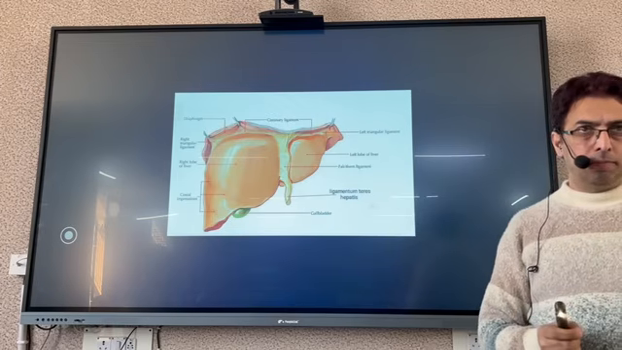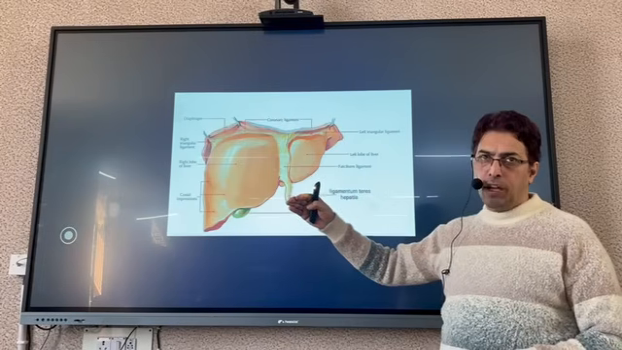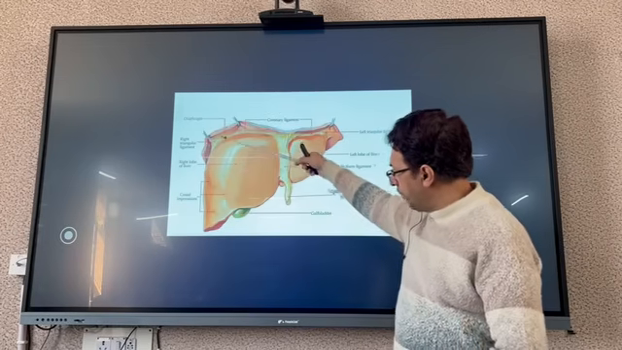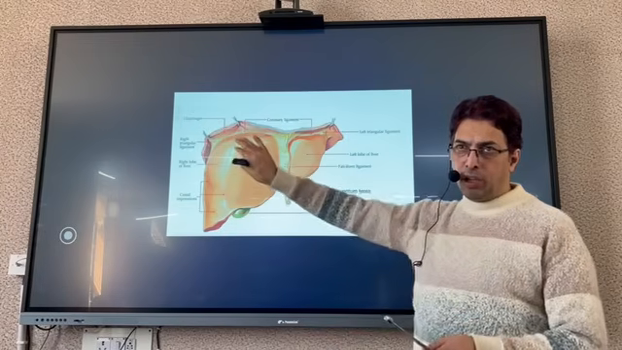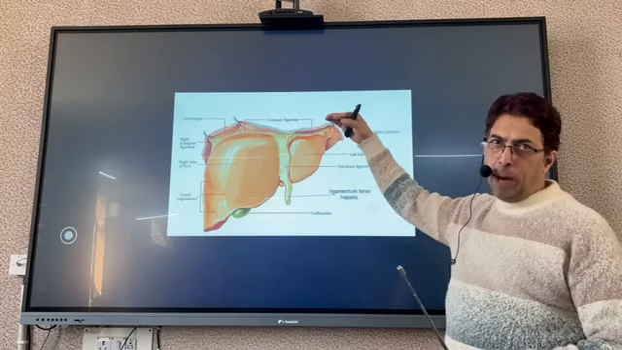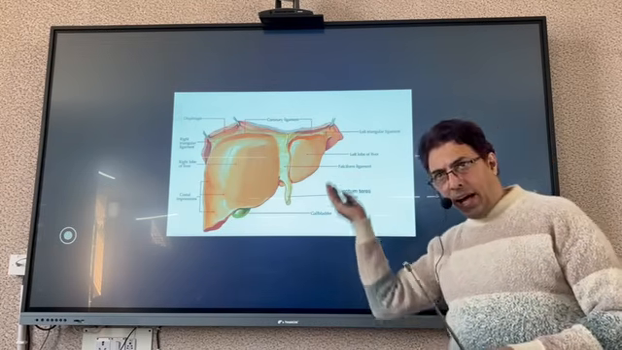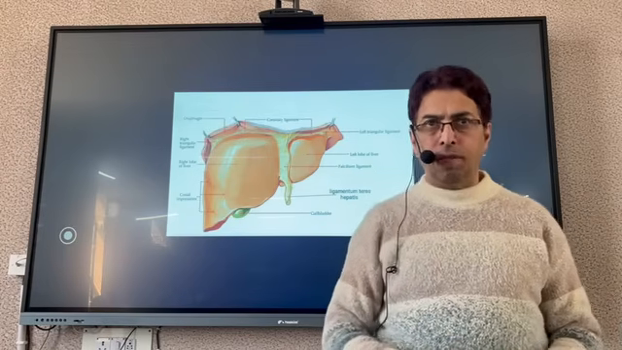Is it clear? So now, this is the anterior surface of the liver. Then we have a right lateral surface. So this would be the right lateral surface of the liver. Then we have the superior surface of the liver, which abuts the diaphragm. And then we have a posterior and an inferior surface of the liver. Got it? So we have 5 surfaces of the liver.